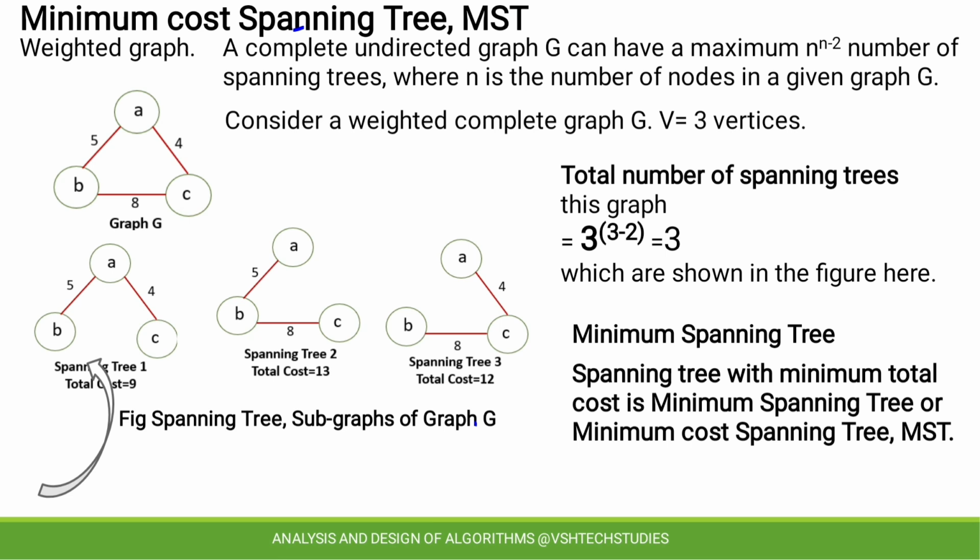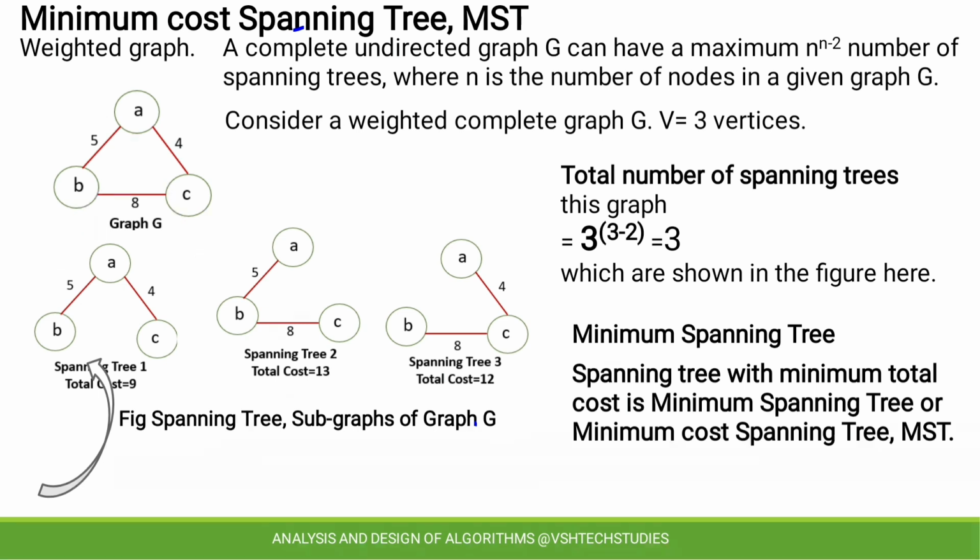So, what is a minimum cost spanning tree? For the given graph, that spanning tree which has the minimum total cost, or cost of the subgraph, is called the minimum cost spanning tree for the given graph.